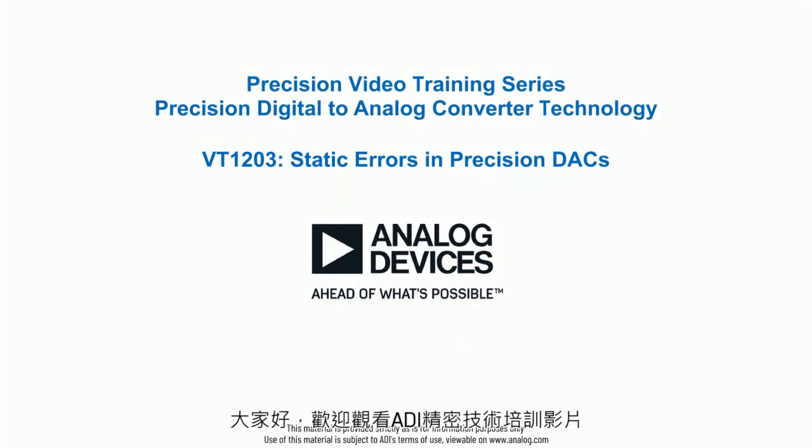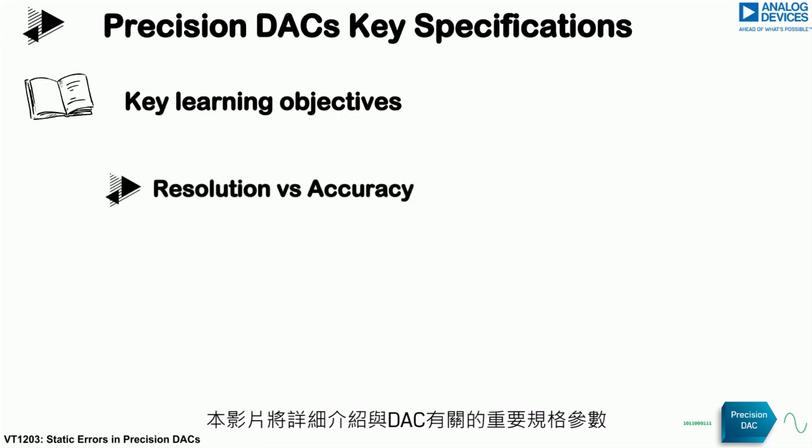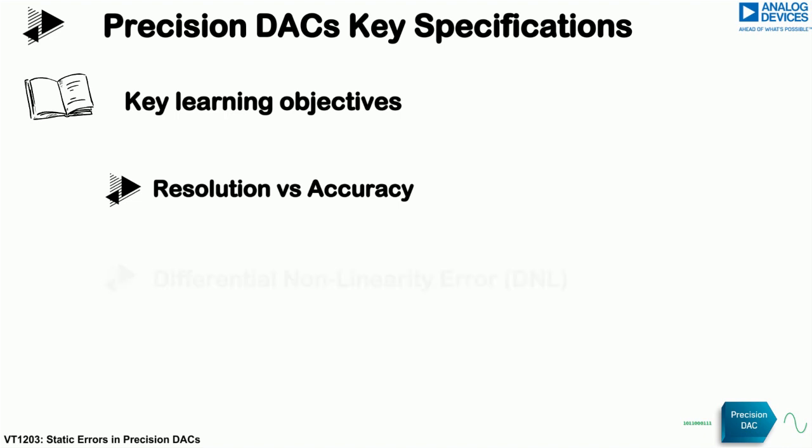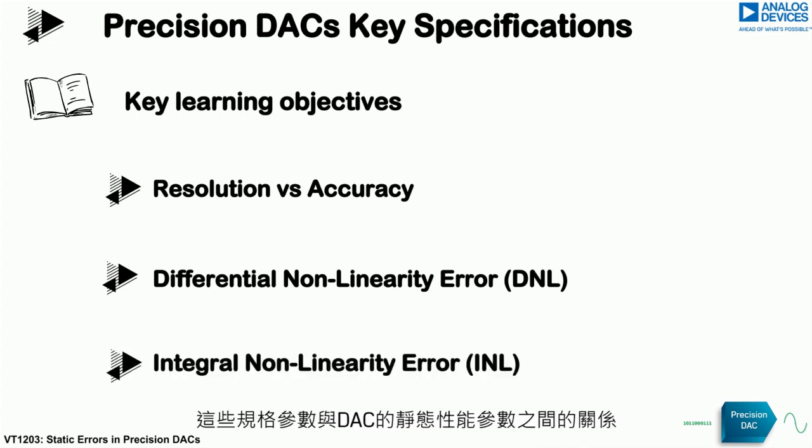Hello, and welcome to the Analog Devices Precision Training video, which focuses on precision digital-to-analog converter technology. This video will go through the details of the key specifications associated with DACs. These include resolution and accuracy. The key objective is to provide an understanding of how these relate to the static performance specifications of a DAC.